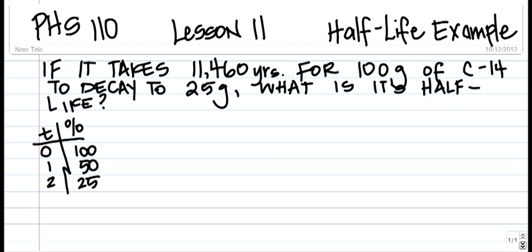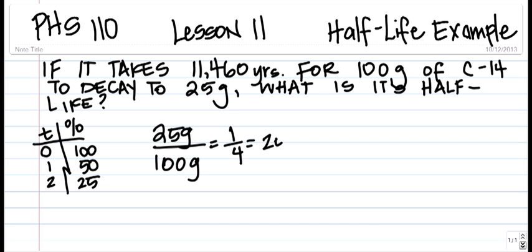So let's go ahead and find out how many half-lives have passed. Well, if I take 25 grams of my substance and divide by 100 grams, that reduces to a fraction of 1/4, which tells me 25% is left. So now that I know that information, I know that that is 2 half-lives.